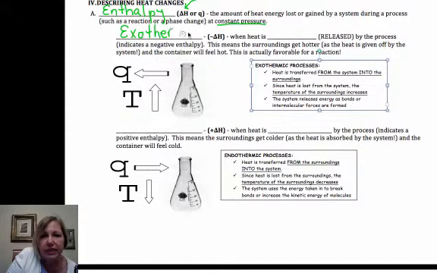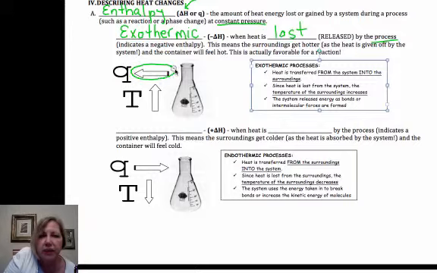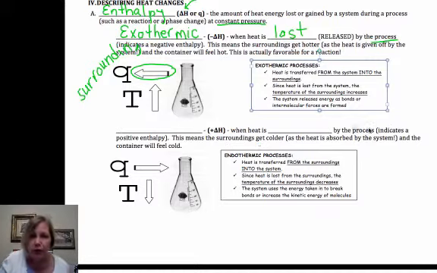Now, there are two types of processes with enthalpy. There is exothermic. That's a negative delta H. And in this case, heat is lost or released by the process. Now, since heat is released by the process, your surroundings, which would be your hand if you were holding onto that Erlenmeyer flask, would get hot. Temperature would go up.